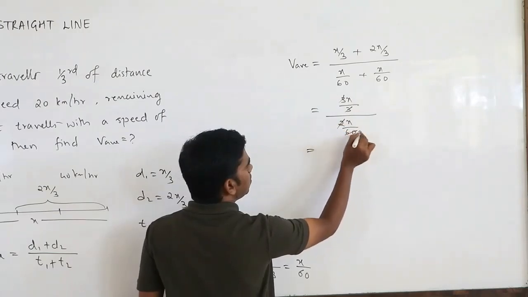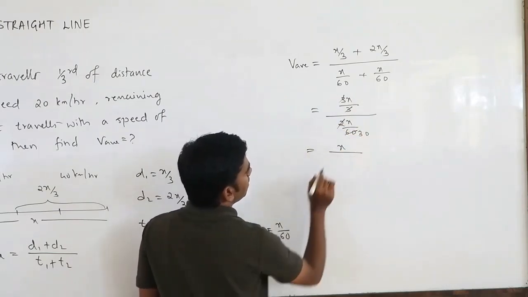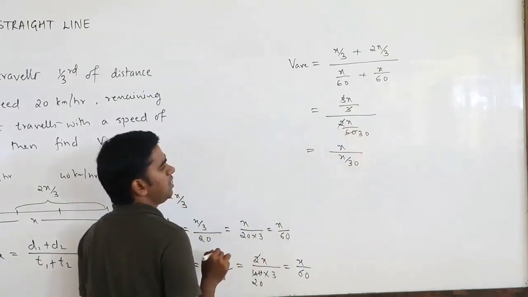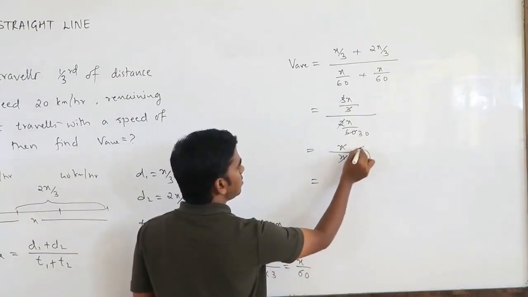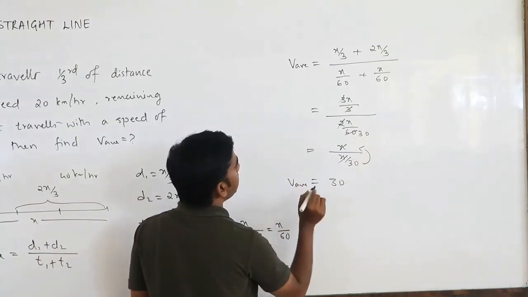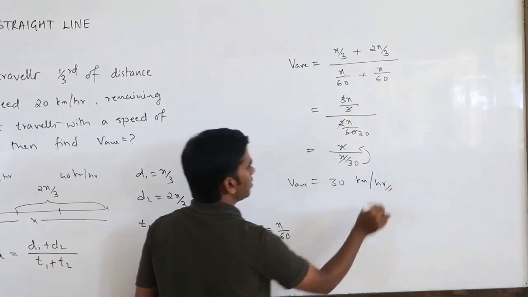2 1s are 2, 30s are. So x divided by x by 30. So x will get cancelled. This 30 will go to numerator. So average speed is equals to 30 km per hour.